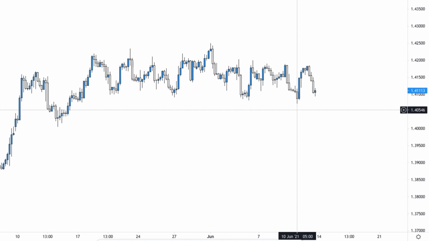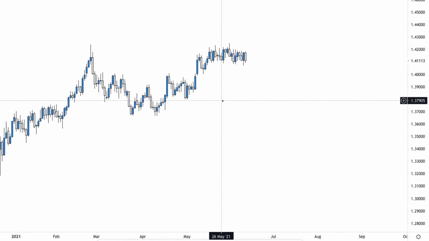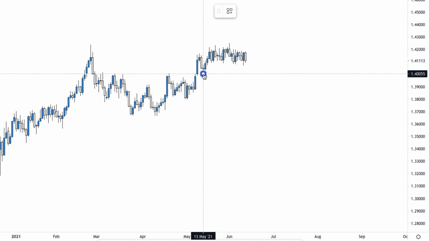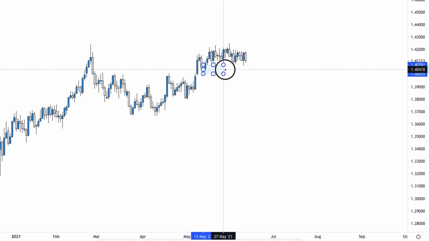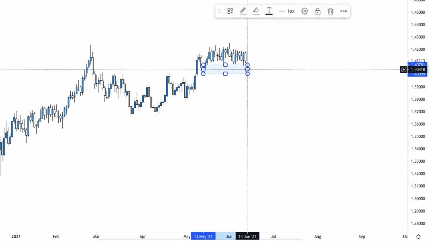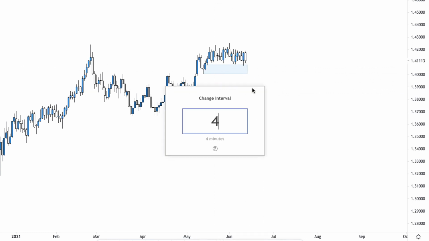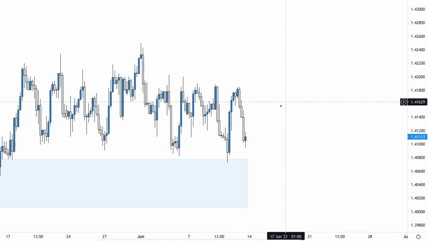Let's go back to the daily. Let me show you a zone that I'm looking for. I was looking at this zone on the daily time frame. If you realize, price has tapped into this area here, and we got a strong reaction from that zone. So that would be the point of interest.